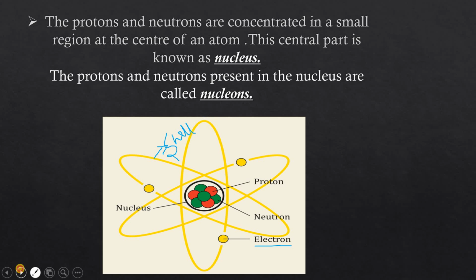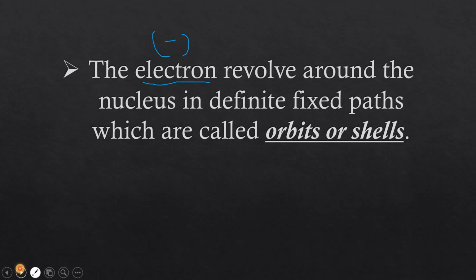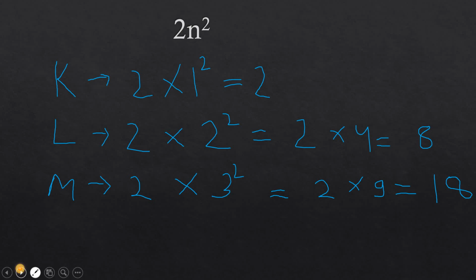If you want to take a screenshot, you can also do that. Orbits or shells, valence shell. What is valence shell? The formula to find the maximum number of electrons that you can arrange or put in a particular shell.